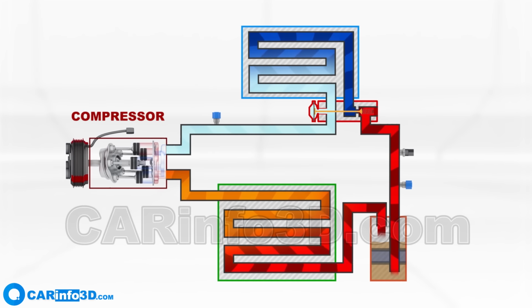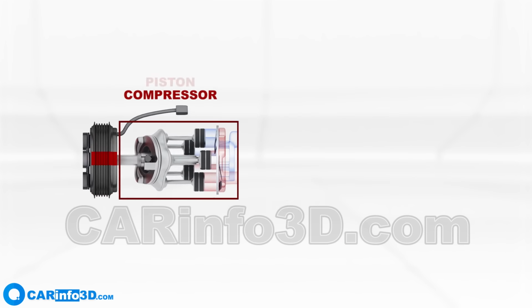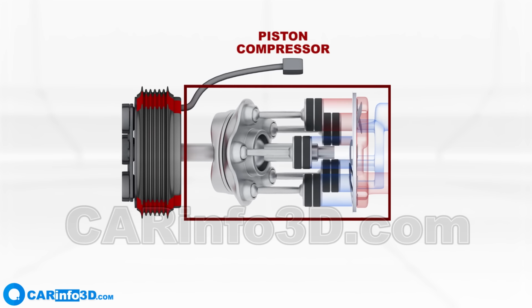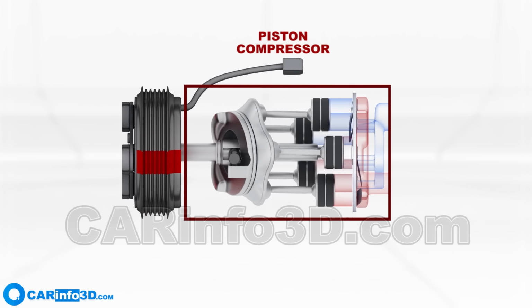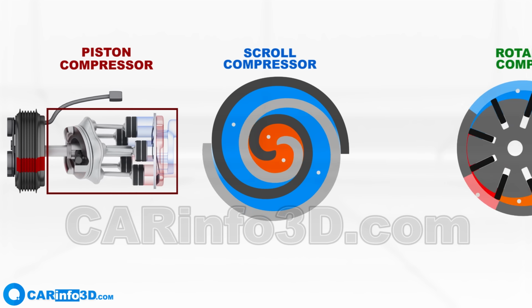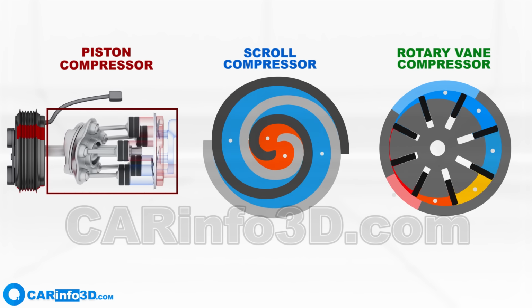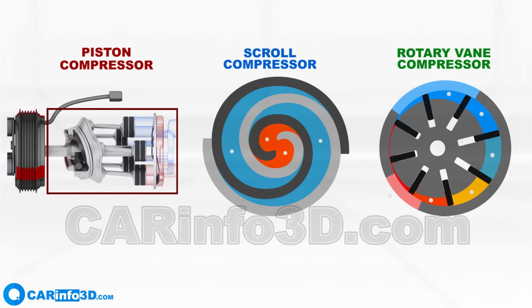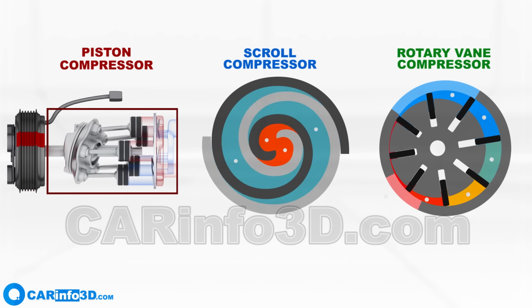Next, let's note that compressors come in various types based on their internal design. We'll list the three main types: the already familiar piston compressors, scroll compressors, and rotary vane compressors. All designs are common and can have subtypes.